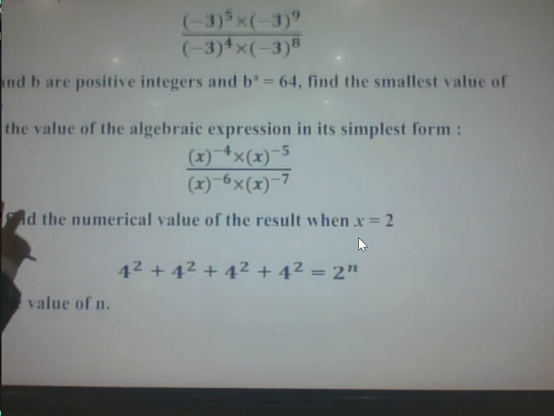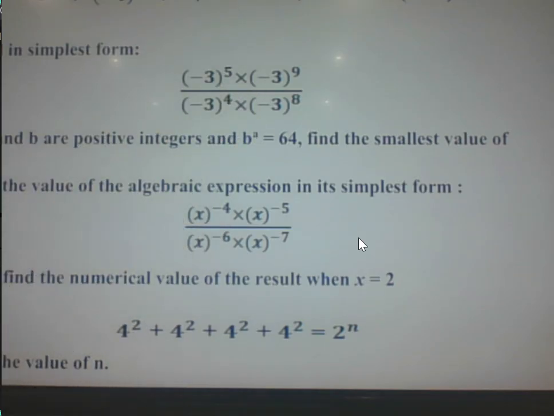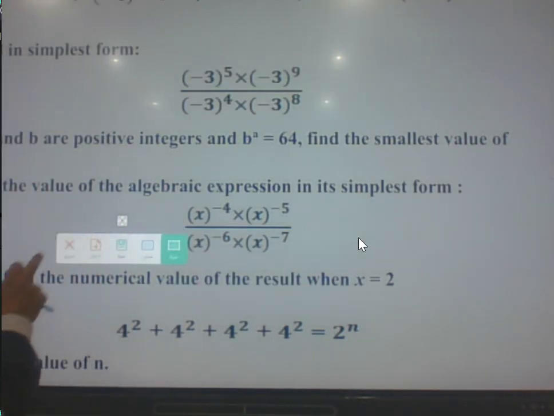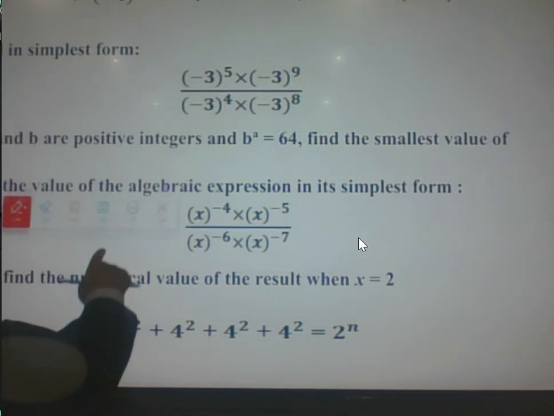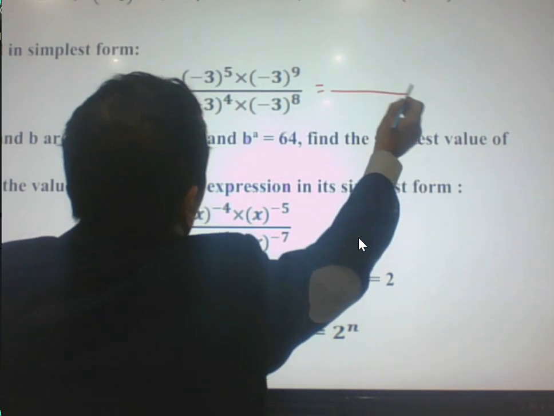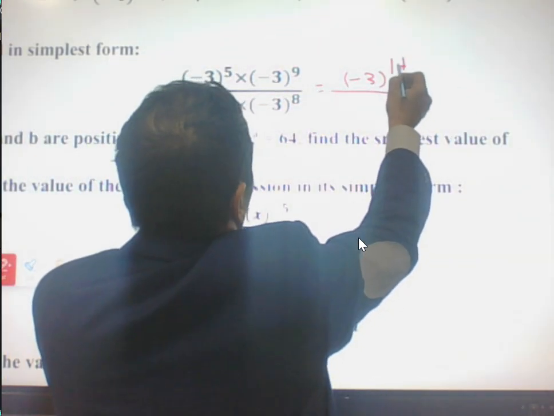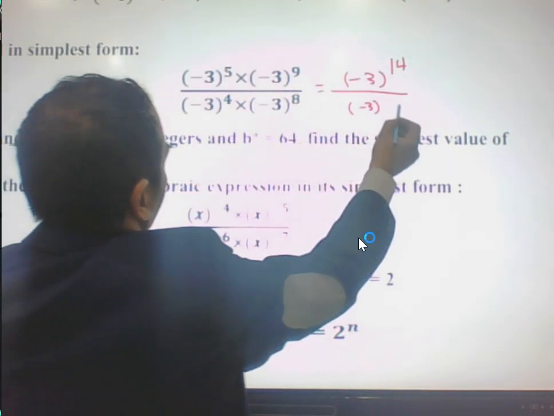Okay. We have the same base. Then you must add the 2 powers. Okay. You must add the 2 powers here. First, negative 3. First step, right? Negative 3, whole power. 5 plus 9 is 14. And write negative 3 down. 8 plus 4 is 12.